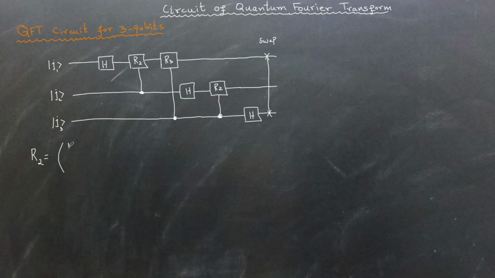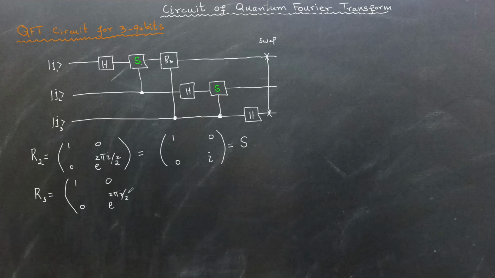It is worth noting that the R2 gate is equivalent to the S gate and the R3 gate is equivalent to the T gate. Therefore, instead of implementing custom Rk gates, we can use the widely available S and T gates.